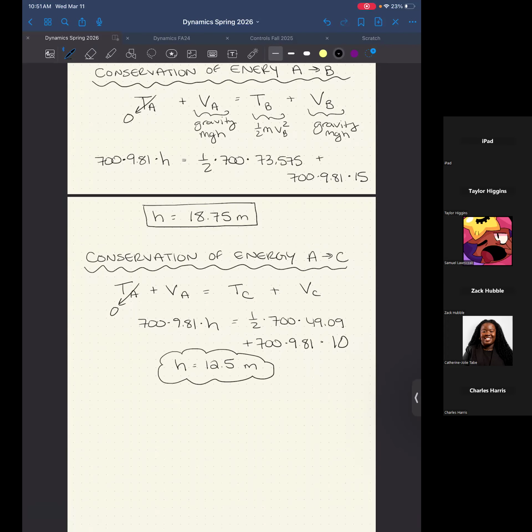Okay, so as long as the height of hill A is higher than 12.5 meters, we'll make it through C. But we have to be higher than 18.75 meters to make it through B. So we need to realize that this is our final answer: the height of hill A must be at least 18.75 meters to make it through both B and C.